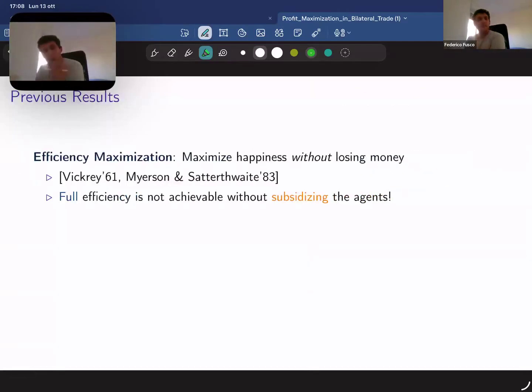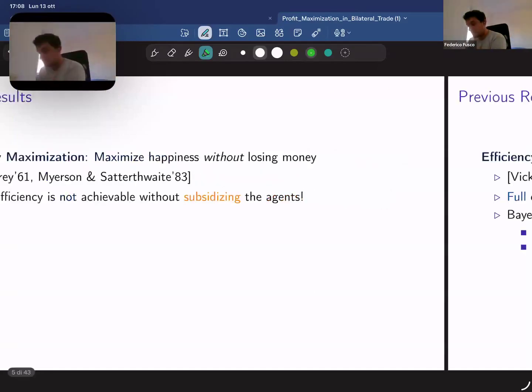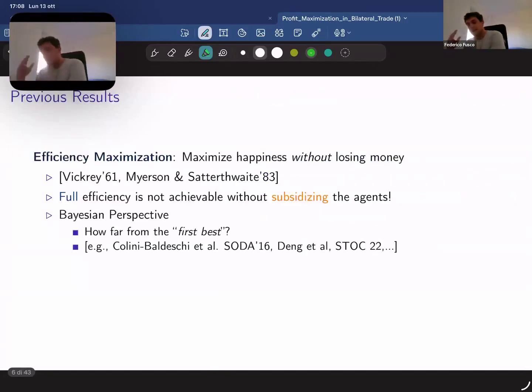And another way to restate it is to say that full efficiency is not achievable unless the mechanism subsidizes the market, subsidizes the agents. So this was the classical economic take on this problem. Then computer science arrived, and as you can imagine, we see an impossibility result, we try to get something good out of it.